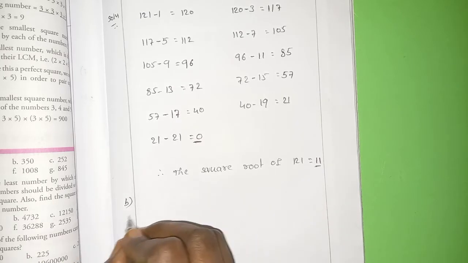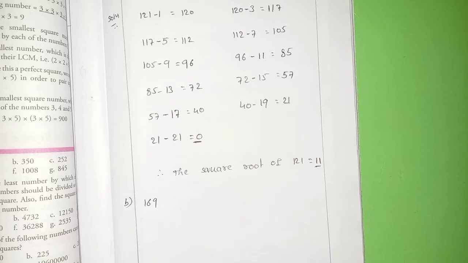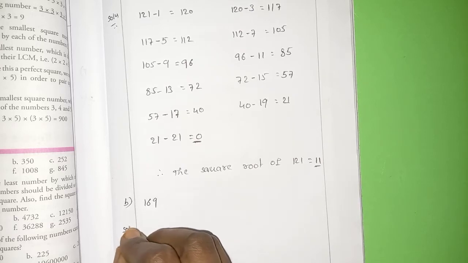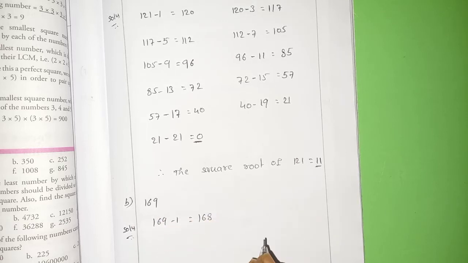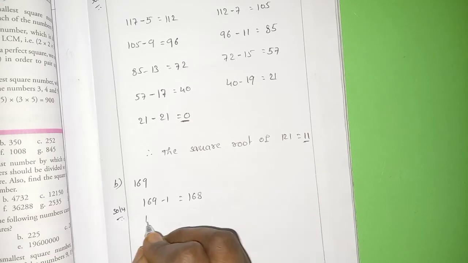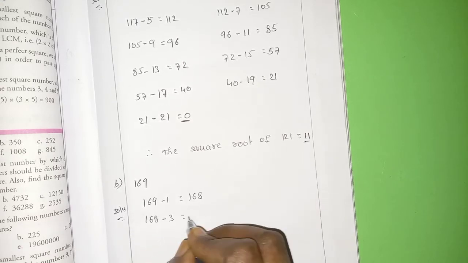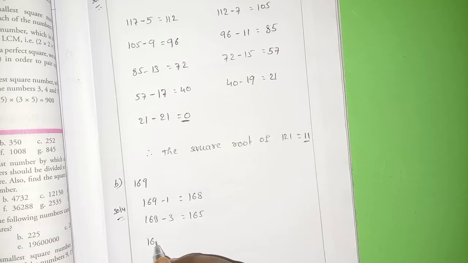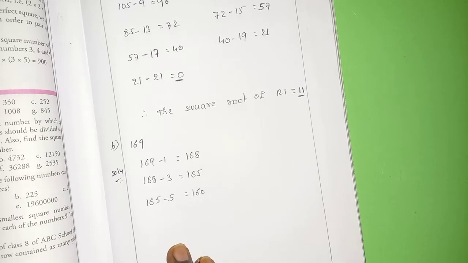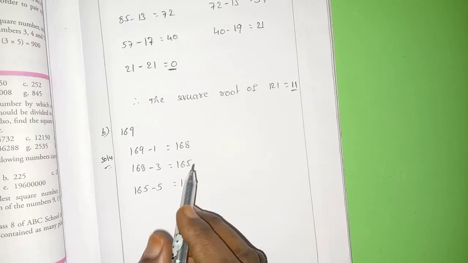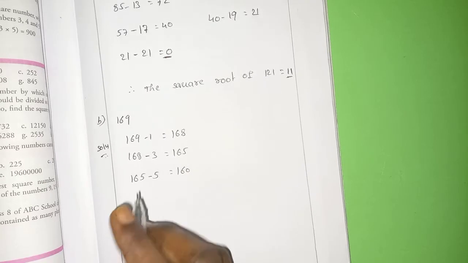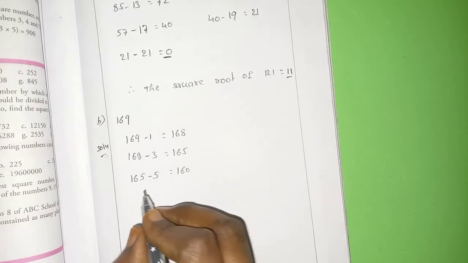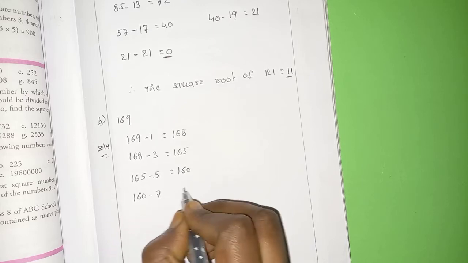B. 169. Okay. 169 minus 1. 168. 168 minus 3. 165. 165 minus 5. 160. Right? If you do even one subtraction wrong, the whole problem will get a wrong answer. So please do the subtractions carefully. Next, 160 minus 7.